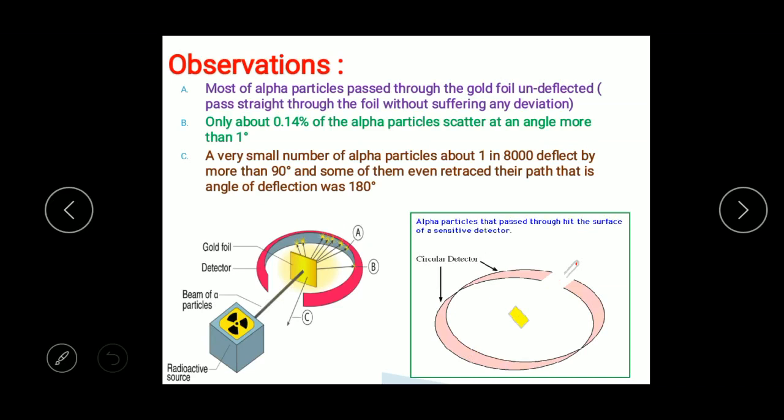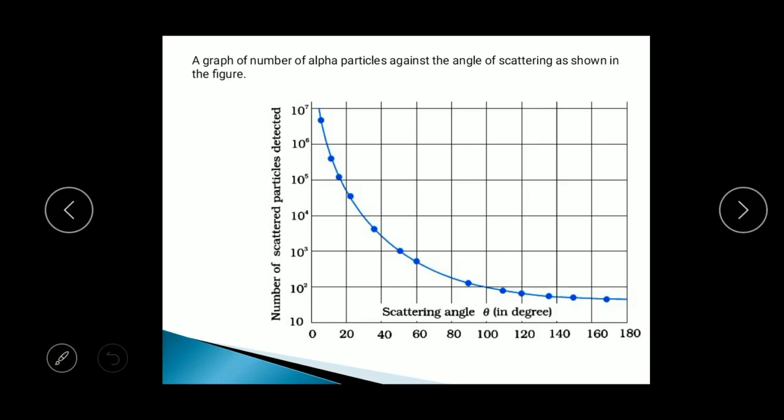Most of the alpha particles passed through the gold foil undeflected. Some of the alpha particles were deflected through a small angle greater than 1 degree, and a very small number of alpha particles, about 1 in 8,000, practically retrace their original path. That means the angle of deflection for those particles is 180 degrees. With all these observations, we can refer to the graph of the number of alpha particles against the angle of scattering. This graph shows the number of alpha particles scattered, N, versus the angle of scattering, theta.